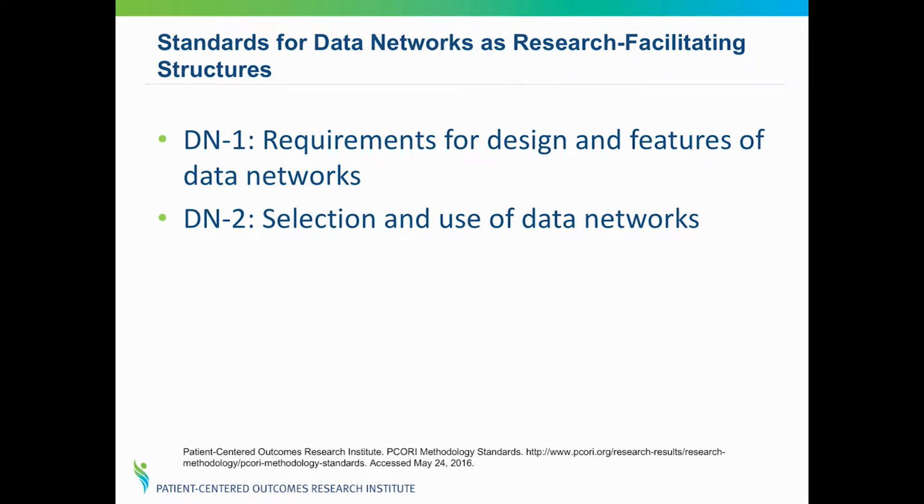The standards for data networks as research facilitating structures are also long, and so again I've just given you the outline. The first standard for data networks lists the requirements for the design and features of data networks and describes the standards for data integration, risk assessment, identity management, and authentication of individual researchers, intellectual property policies, standardized terminology and coding of data content, metadata annotation of data content, and the common data model. The second data network standard concerns the selection and use of data networks for particular studies.